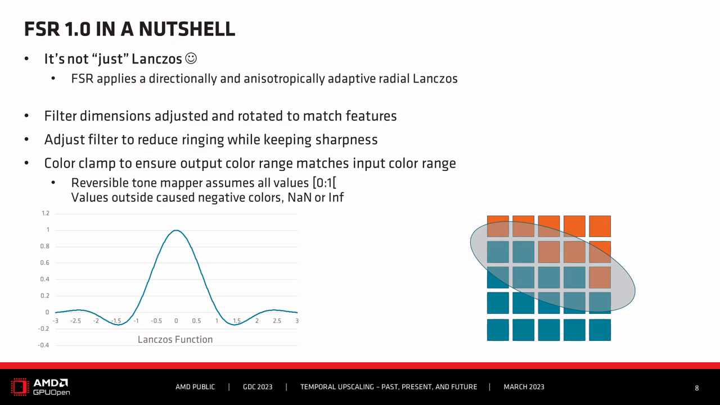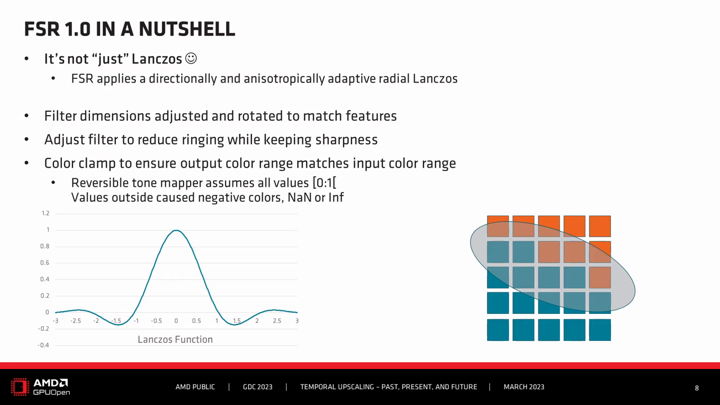When we released FSR1, someone wrote, hey, it's just Lanczos, and I want to stress that it's not just Lanczos. The documentation to FSR1 says it applies a directionally and anisotropically adaptive radial Lanczos. What does that mean? First of all, the Lanczos function is a filter function commonly used for resampling data and getting a nice and smooth result. And usually the result is a bit sharper than using spline interpolation or bicubic resampling.